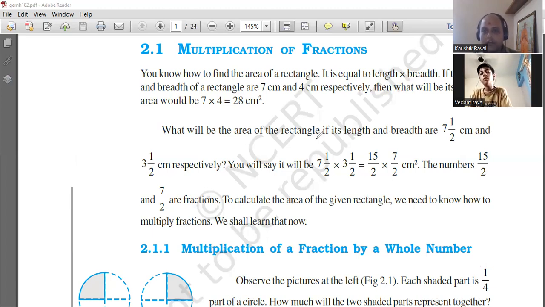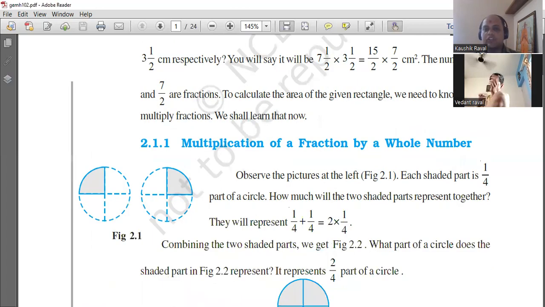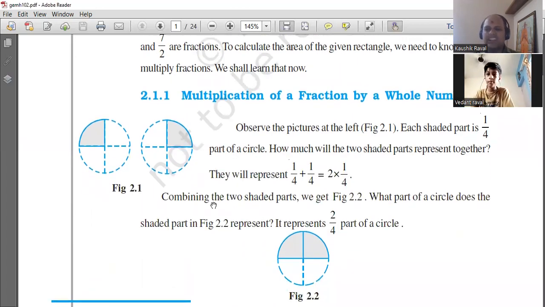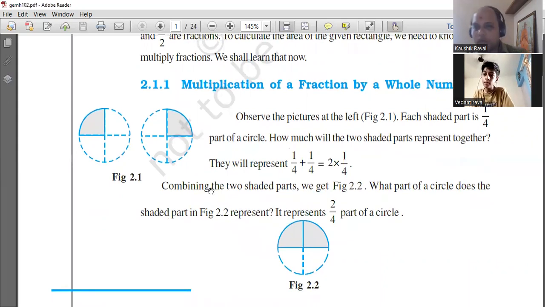Okay. So going on to the next part, multiplication of a fraction by a whole number. That part is actually very easy. When you multiply a fraction by a whole number, all you have to do is remember that a whole number is just another fraction. Very easily you can remember that. This is a whole number.